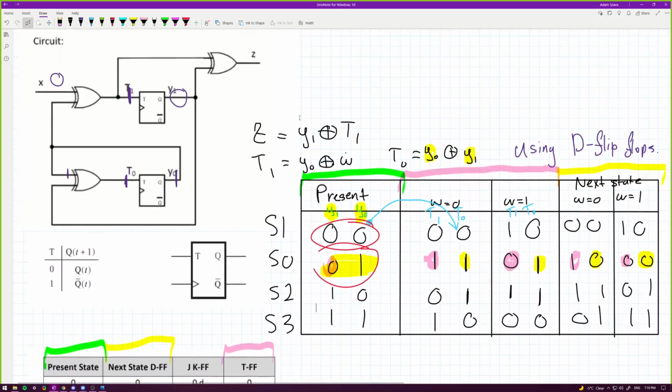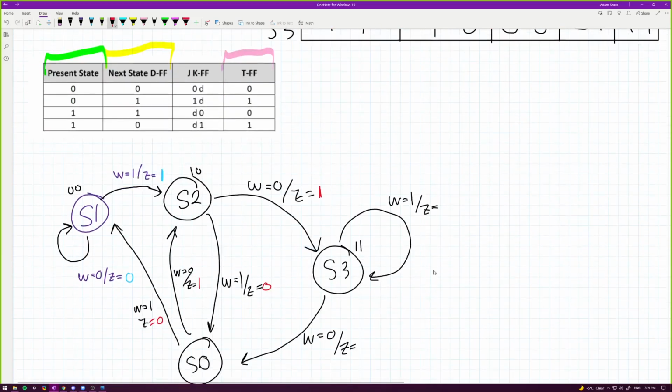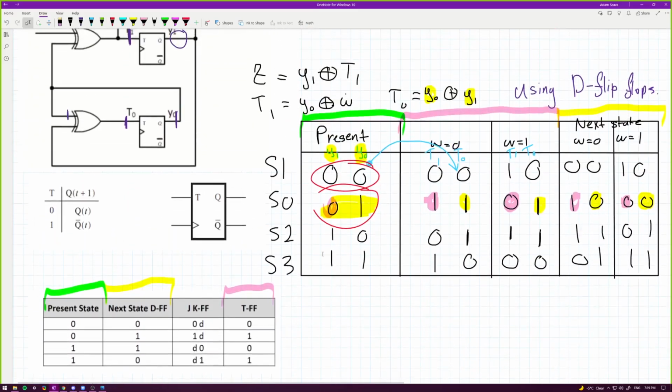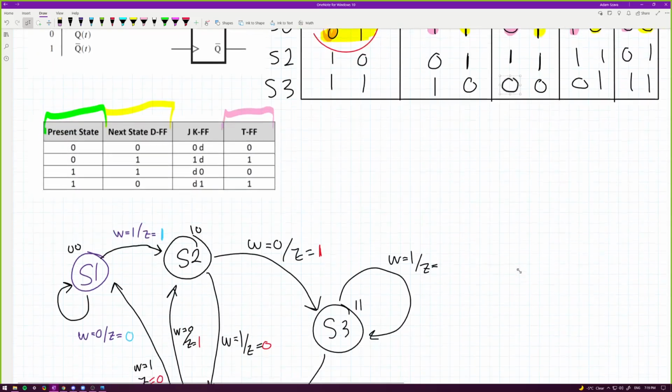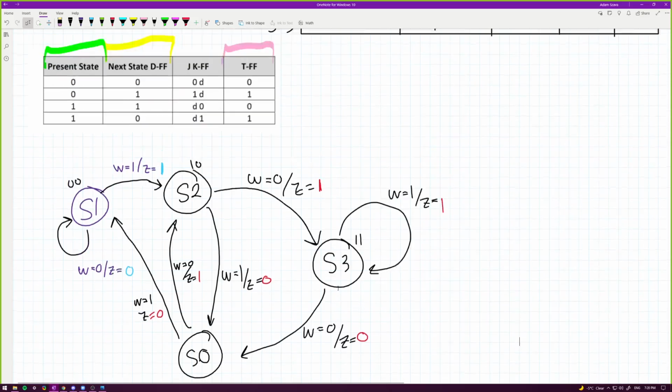Remember, our formula is just Y1 XOR T1, so Y1 XOR T1 is going to be 0, right? So that's going to be 0. And here it's going to be 1 XOR 0, which is going to be 1. And there we go. There's our state assigned table, or there's our state diagram. Okay. That took a lot of steps.